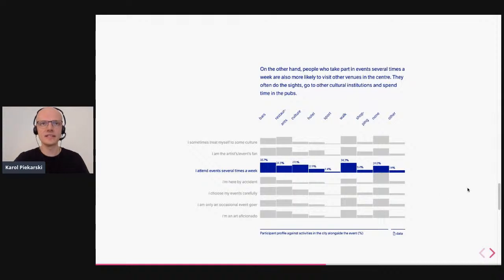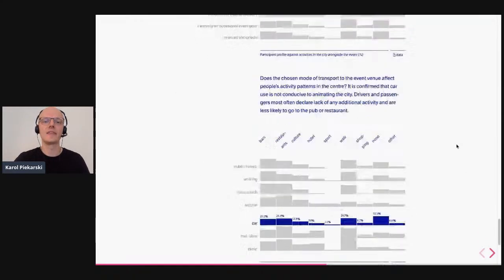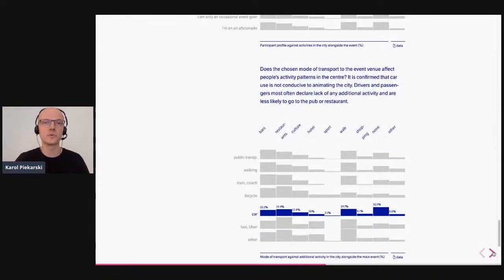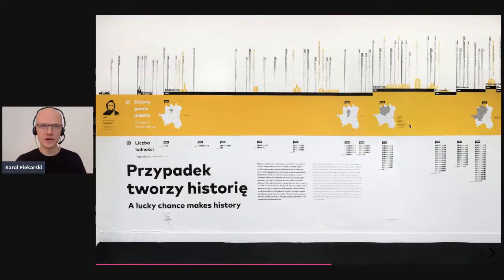And thanks to this, you can accommodate the needs of different audiences, because someone is just interested in major findings, but maybe someone works for this particular institution that was investigated, and they want to know the details. So they want to explore the data. So setting the information hierarchy is useful here. This is another case. I'm going to explain it in detail in just a moment. But here you can see that we have different layers of content.